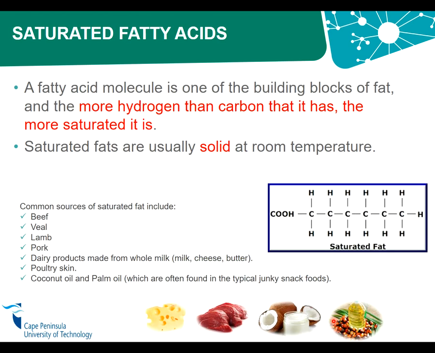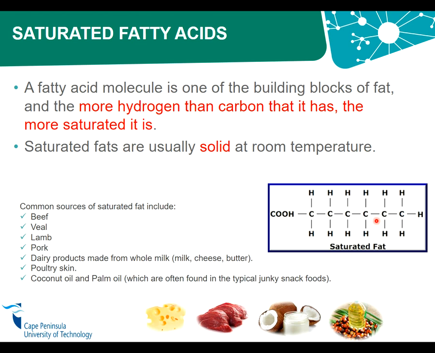So if we look at the saturated fatty acids: a fatty acid molecule is one of the building blocks of fat. I've already mentioned that. If you've got more hydrogen than carbon, the more saturated your fat becomes. You see, this is surrounded by hydrogen atoms, right? So this is saturated, then it will become a solid at room temperature.